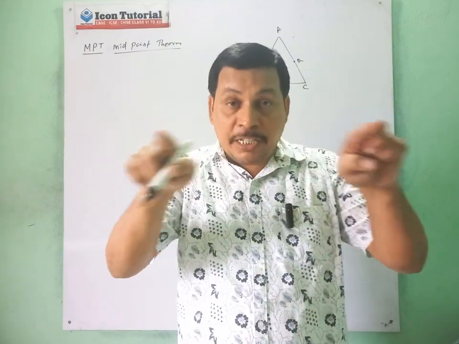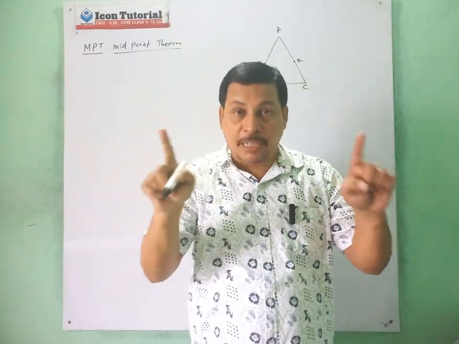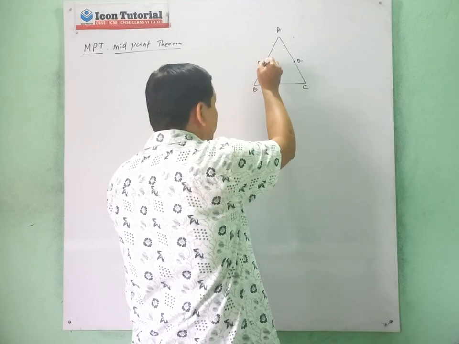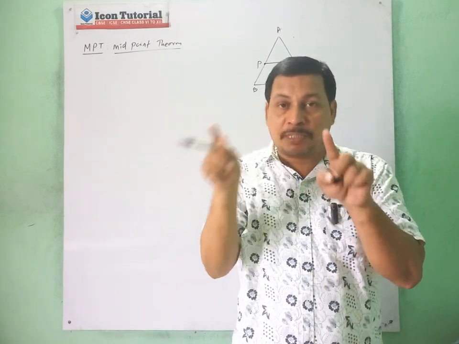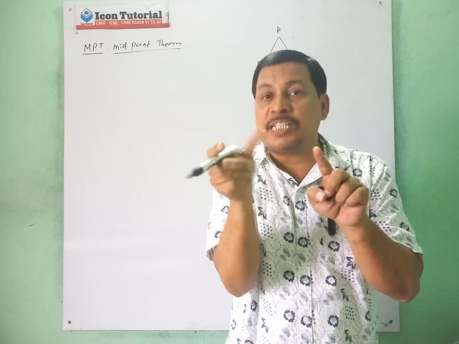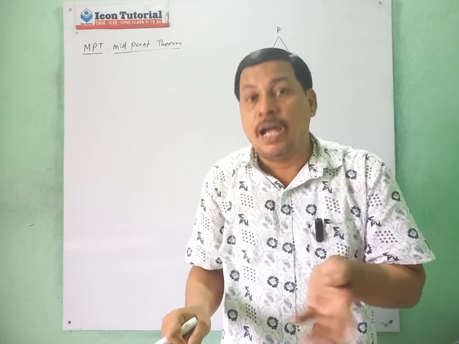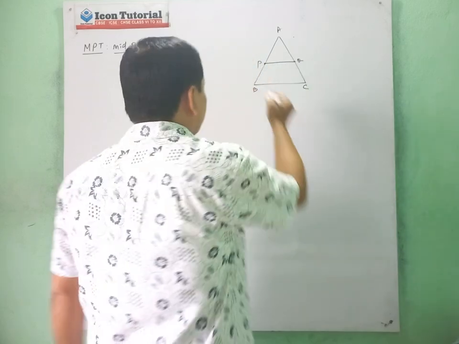So the line joining the midpoints of the two sides, line joining means PQ, right? The line segment joining the midpoints of the two sides of a triangle is parallel to the third side and half of it. So this is the statement.